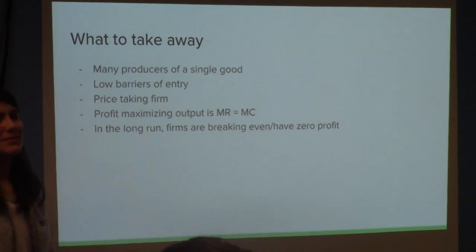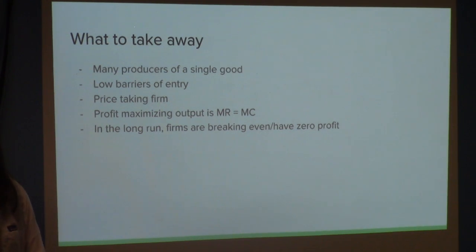So what to take away, what are the really key things in perfect competition? There are many producers of a single good. Like I said, in the organic strawberry market, they're all producing the same strawberries and they're all going to the same store for the same price. There are low barriers to entry because it's such a standardized product. And it's a price-taking firm because there are so many firms inside the industry with a small market share. Not one firm is going to decide the price.